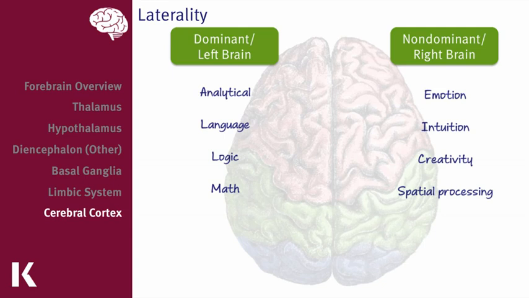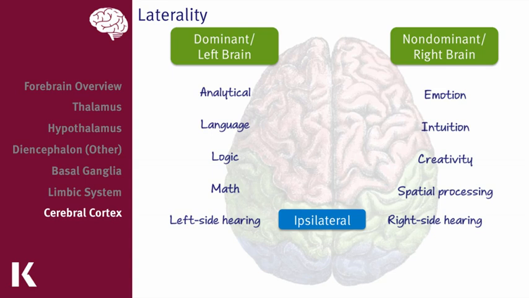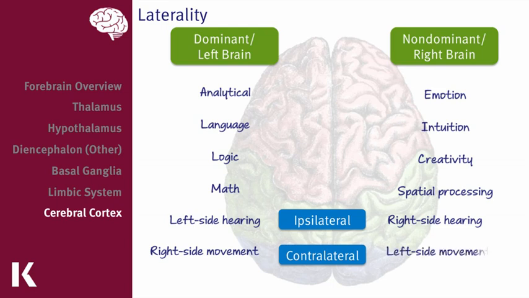An interesting note about laterality is that the left side of the brain controls left side hearing. This is considered ipsilateral control, ipsi meaning same side, and likewise the right side of the brain controls right side hearing. However, the left side of the brain controls right side movement. Since this is opposite, we would consider this contralateral control. Contralateral meaning opposite or other. And the right side of the brain will control left side movement.